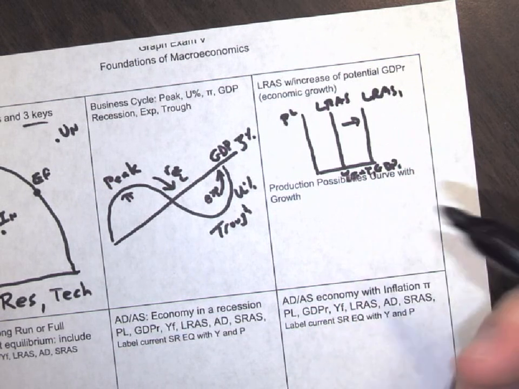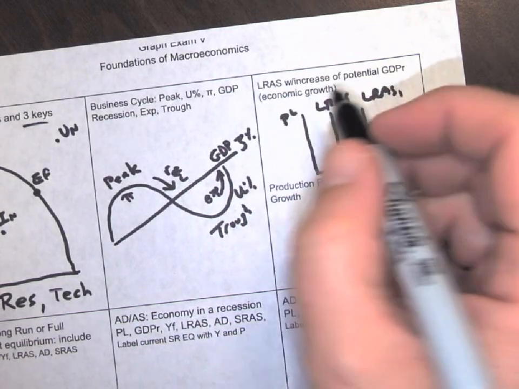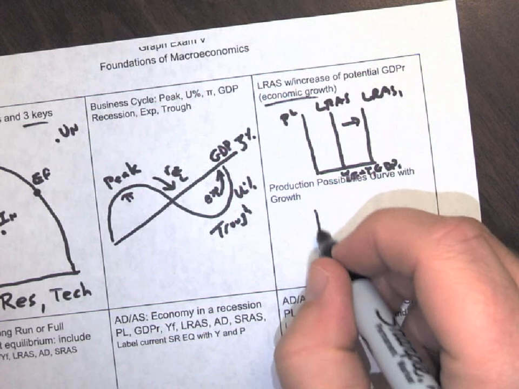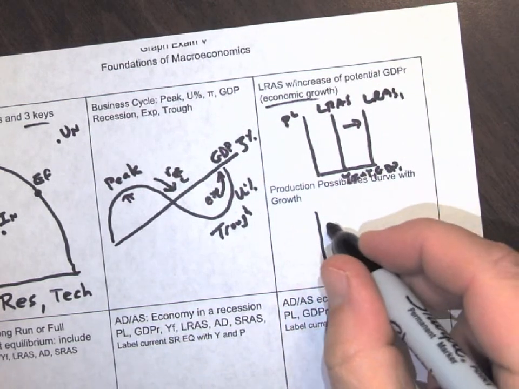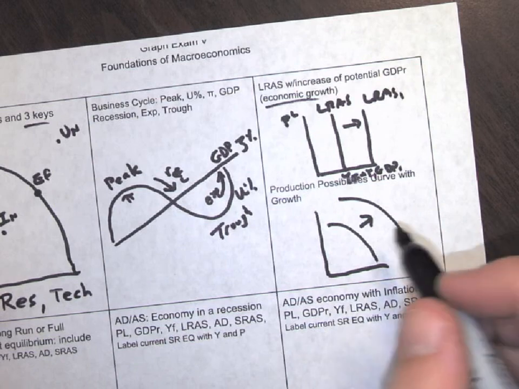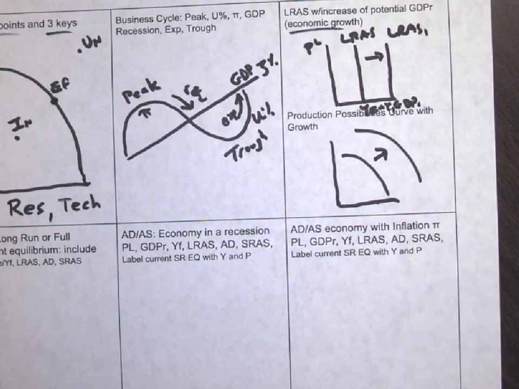Sorry, I'm writing in Sharpie so you can see it a little better, but it gets a little sloppy sometimes. So that's how we show economic growth, by shifting this to the right, more potential GDP. We also show economic growth by an outward shift to the PPC. Anytime we have more people, resources, or technology, we can show economic growth right there as well.